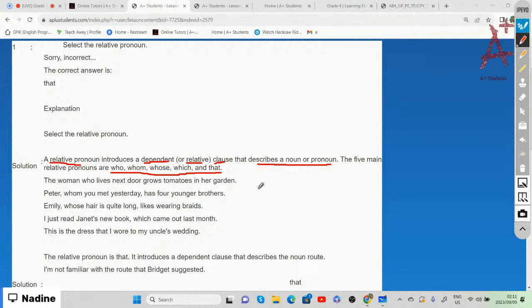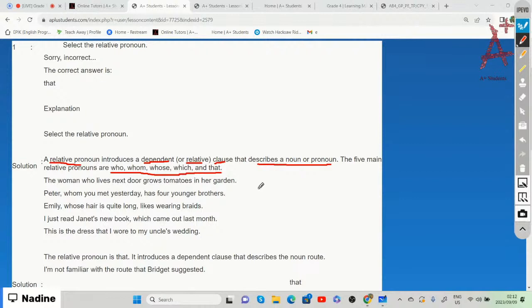I just read Janet's new book, which came out last month. And this is the dress that I wore to my uncle's wedding.